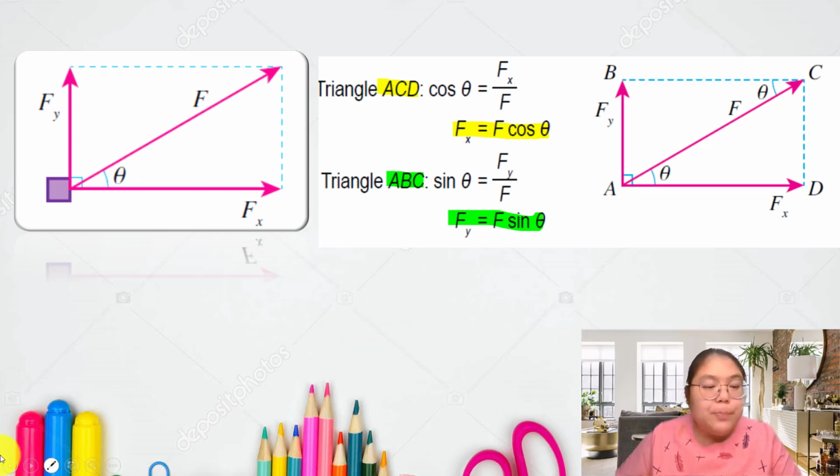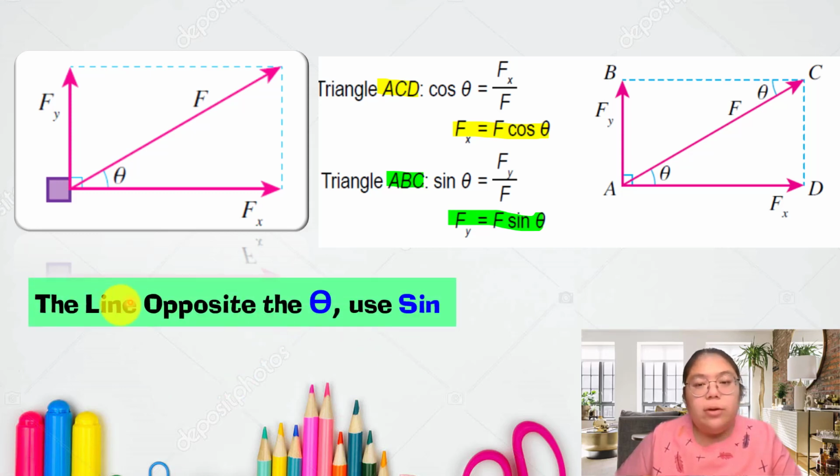Another simple thing you can learn from here: the line opposite the angle. For example, if I take this one, A, D, C.